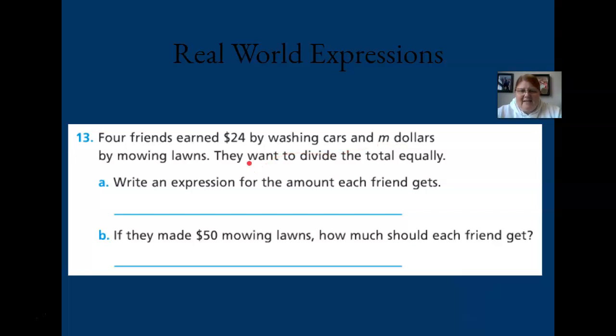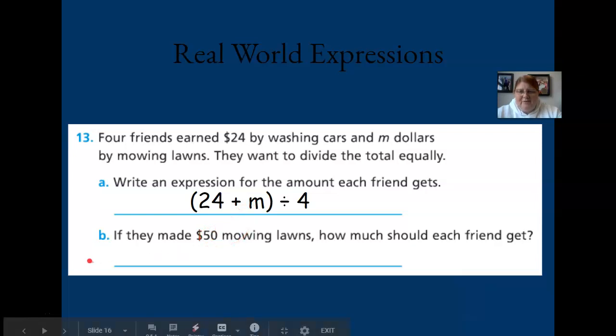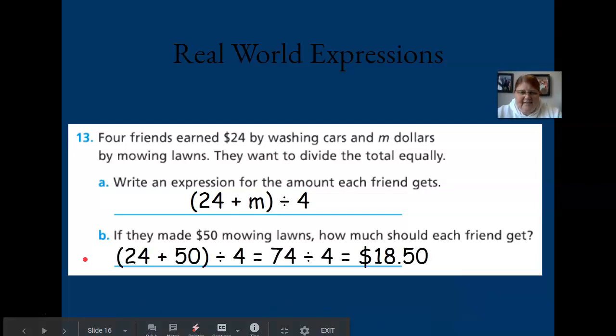But then it says that I want to divide the total equally. So that means I'm going to have to take those and divide it by how many friends I have. So your expression should look like this. It is the sum of 24 and M divided by 4. Okay? So then if you plug in the value, that 50 goes here for the M, and you simplify the expression or solve the expression, then you get this.